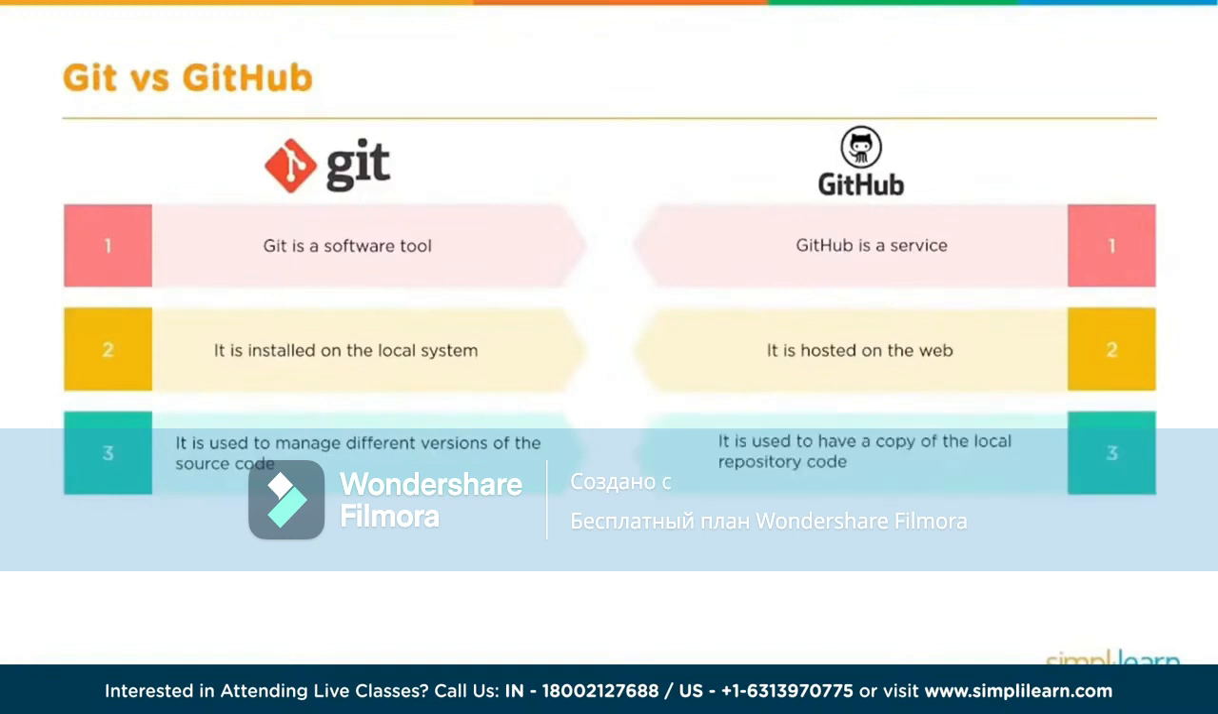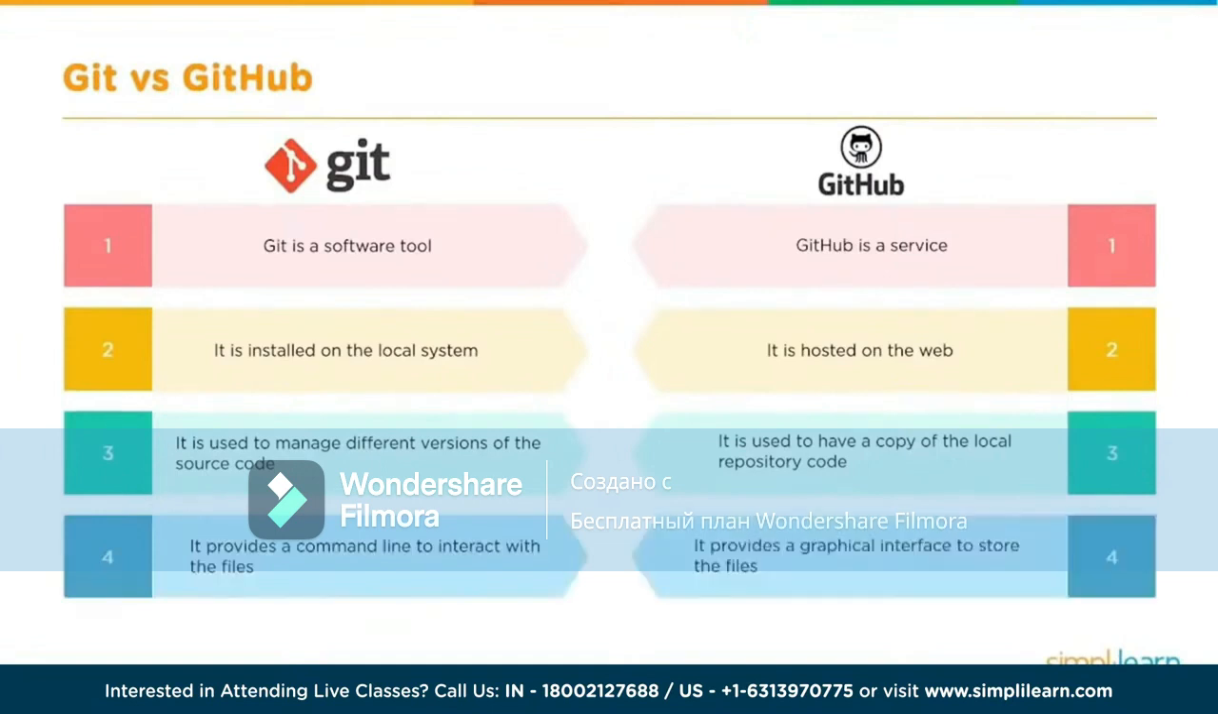Whereas GitHub is used to have a copy of the local repository stored on the service, on the website itself. Git provides command line tools that allow you to interact with your files, whereas GitHub has a graphical interface that allows you to check in and check out files. So let me just show you the two tools here.